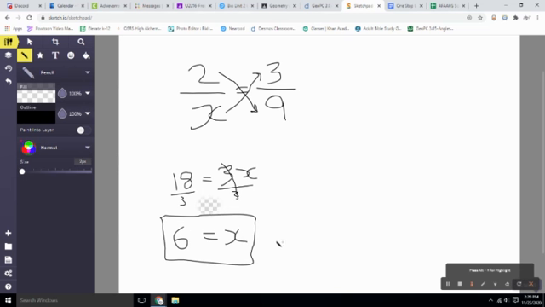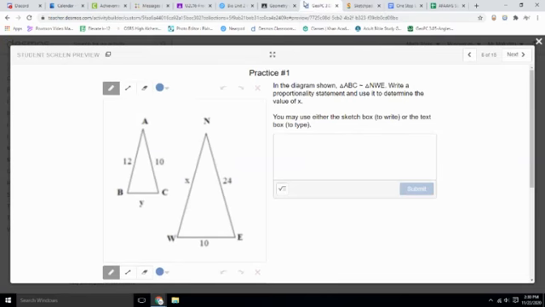Please note that there are several ways to do this. This is the way that we'll be using to solve these proportions. You can use other ways as long as your answer ends up being congruent with mine. All right, let's dive into the lesson. So in our practice problem here, it says in the diagram shown, triangle ABC, this one, is similar to NWE. Write a proportionality statement and use it to determine the value of x. Okay, so we're trying to find this x value here.